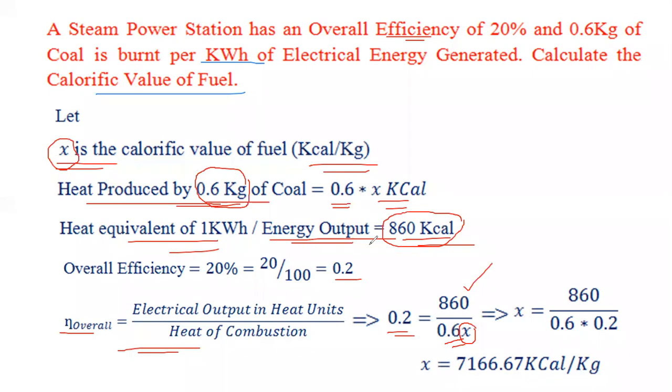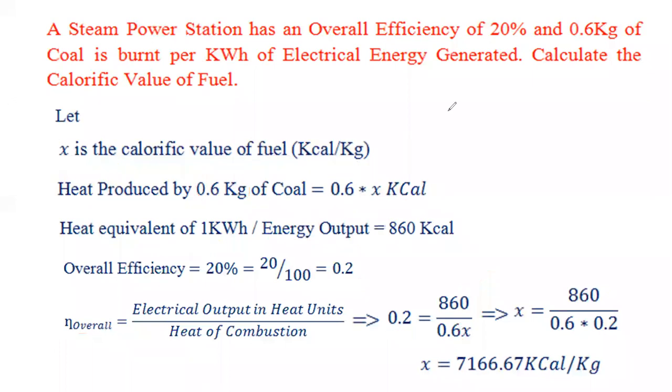Now we need to simplify this value, that is 860 by 0.6 into 0.2. Now we are simplifying. Finally we get the answer 7166.67 kilocalorie per kg. This much kilocalories is available.